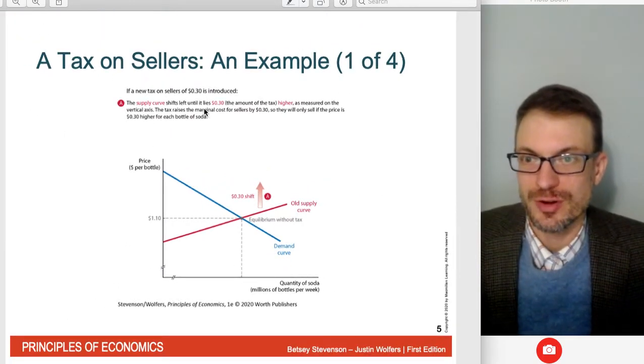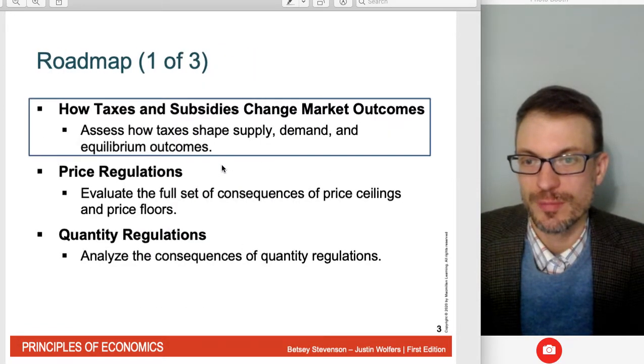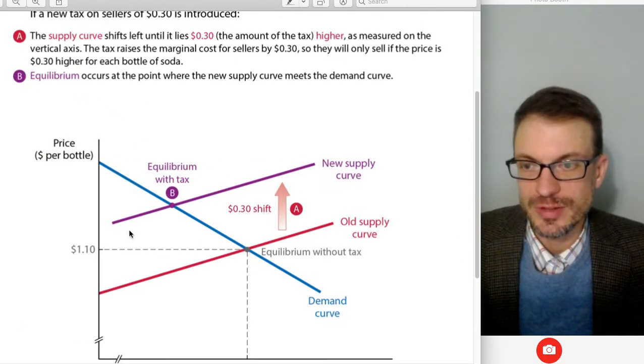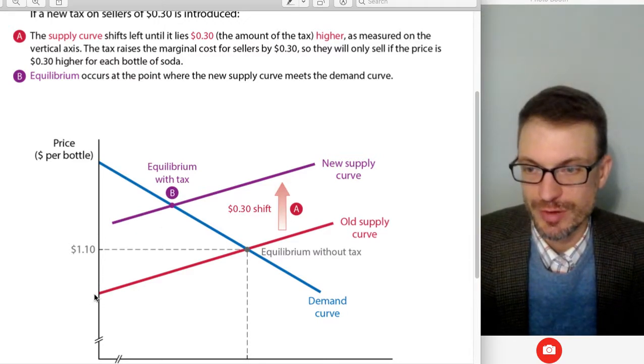So the supply curve shifts to the left until it lies 30 cents higher as measured on the vertical axis. The tax raises the marginal cost for each seller by 30 cents. They'll only sell if the price is 30 cents higher for each bottle of soda. And so that's this picture. Now it's not drawn here, but this should cross 30 cents higher than whatever this was.